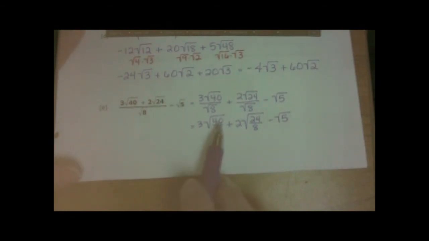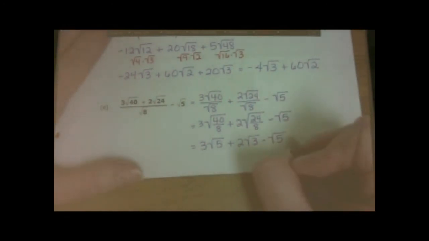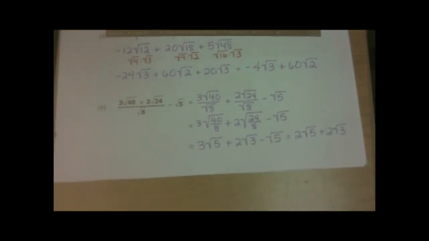Simplify my fractions. 40 divided by 8 is 5. So I've got 3 square roots of 5. 24 divided by 8 is 3 plus 2 square roots of 3 minus the square root of 5, and just combine those that are like, which is the square roots of 5. 3 of them minus 1 gives me 2 square roots of 5. So 2 square roots of 5 plus 2 square roots of 3. And we can't combine any further because they are not like radicals.